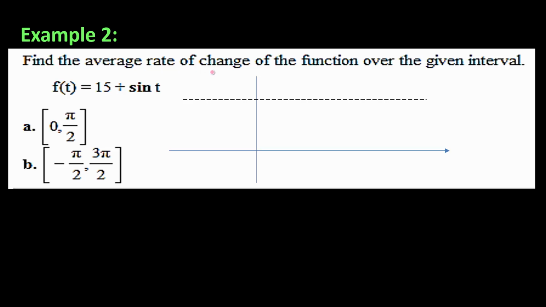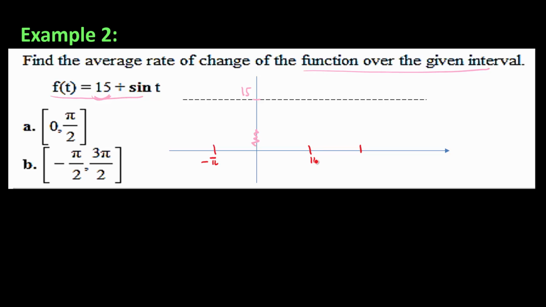So find the average rate of change of the function over this given interval. Now, how do we graph the function f of t equal to 15 plus sine of t? That's just the function sine of t, except it's translated 15 units above the x-axis. So again, I'll just draw something like this, not to scale. You move up to 15. And then let's just draw the sine function right here, from minus pi to, say, 2 pi.